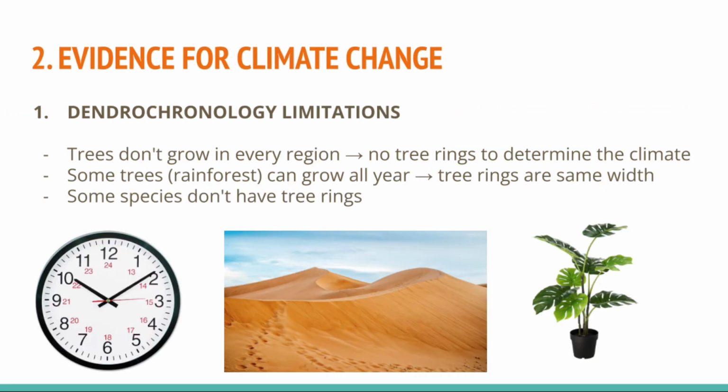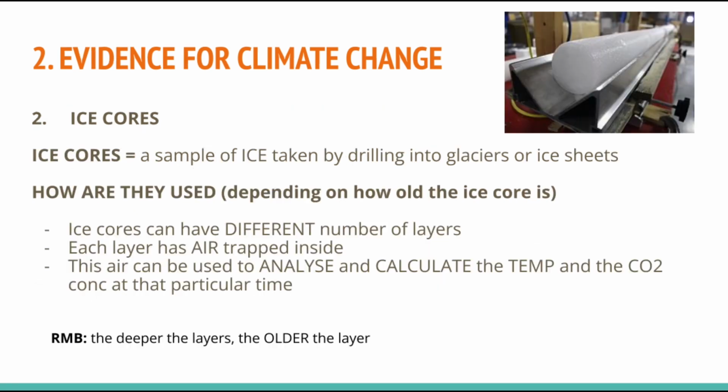So there are limitations to dendrochronology, and this includes trees that don't grow. So that means in these specific regions, there's no tree rings to use to determine the climate. But some trees, for example, rainforest trees, can grow all year because the climate conditions are the same. So this means the tree rings are the same width throughout the year, so you cannot use it to determine the climate. And some species don't even have tree rings. So again, you can't use this. On to the next evidence.